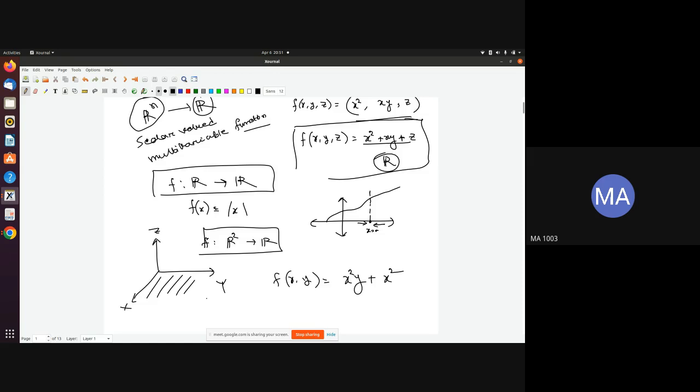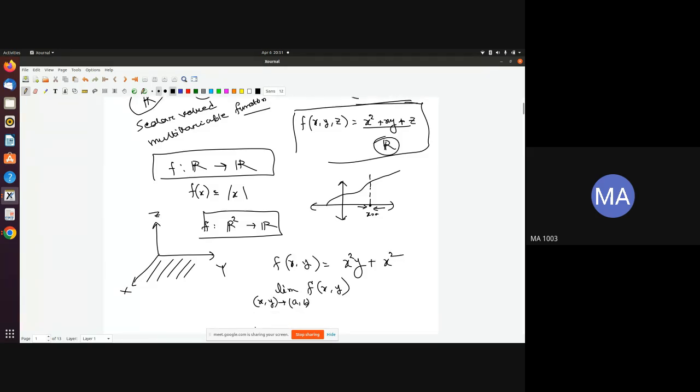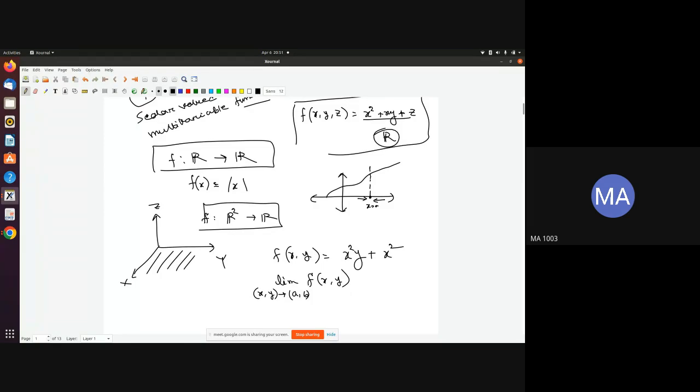So now suppose I am saying what is the limit of f(x,y). What do you understand by this limit? Now I am talking about a point on R2. So let's fix a point (a,b) on this plane. If I want you to approach (a,b), how many ways can we approach? Infinitely many ways, because the entire plane is the domain. Exactly.